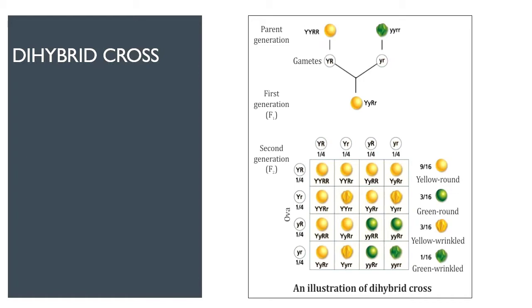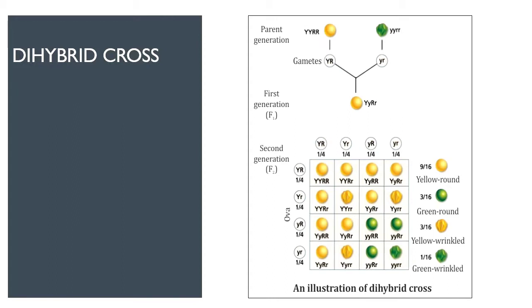Here we are talking about a dihybrid cross, which means that when two characters are taken into consideration, it is known as a dihybrid cross. Here we have taken the characters seed shape and seed color. The dominant seed shape is round and the dominant seed color is yellow. So you can see one parent is capital Y, capital Y, capital R, capital R, that is the round yellow dominant parent, and the other parent is small y, small y, small r, small r, that is the wrinkled green recessive parent.